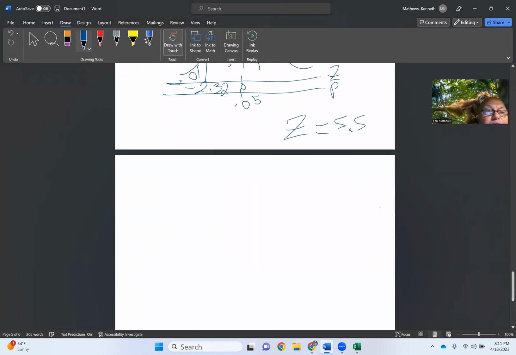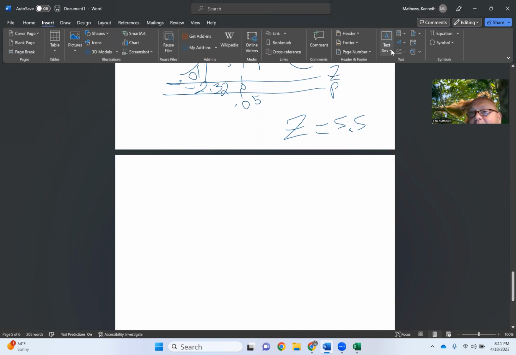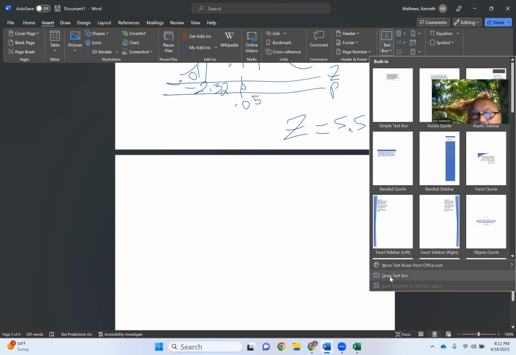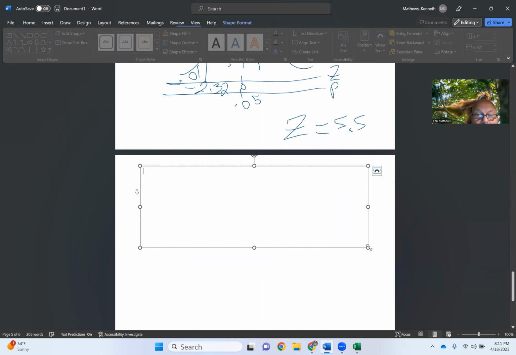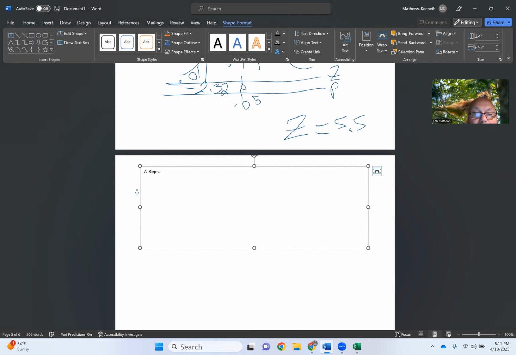So now we're able to do step 7, and I like those text boxes again. So for step 7, reject the null hypothesis if z is less than negative 2.32. Fail to reject the null hypothesis if z is greater than 2.32. All right, so what's our decision? z equals 5.5. Therefore, fail to reject.